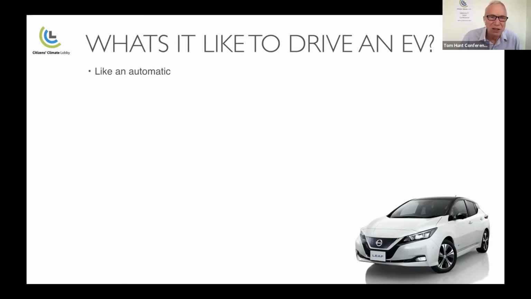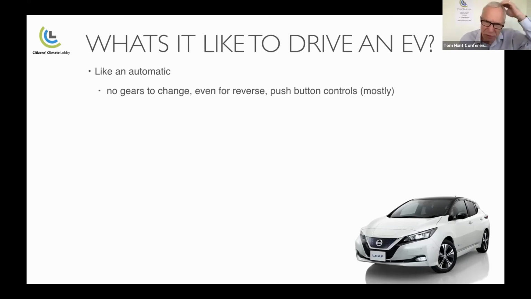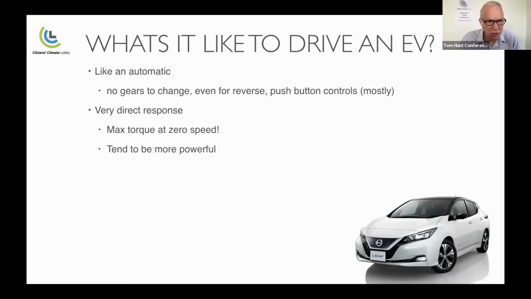So what's it like? It's like driving an automatic. There's no gears to change, even for reverse. It's just a push button for most. The Volt is a bit different. It has a big clunky T-bar like the Americans like to have, but it's just a button in effect. And you can change from forward to reverse even before you've stopped. It's a very smooth process. You do have to have your foot on the brake a little. And the important difference is that you've got 100% torque at 0 speed, maximum torque at 0 speed on an electric car. So very responsive when you touch the pedal.